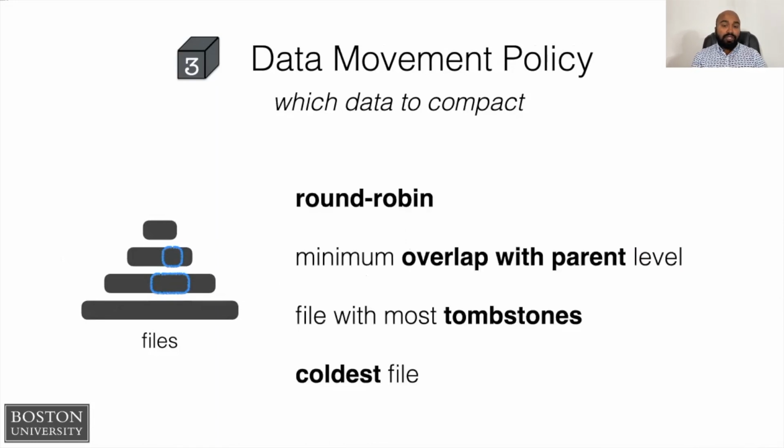A carefully chosen data movement policy can help us optimize performance. For example, picking a file with the least overlap with the next level minimizes write amplification. Choosing the coldest file from a level improves the lookup performance, and so on.